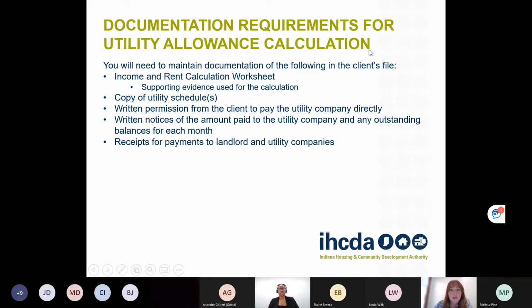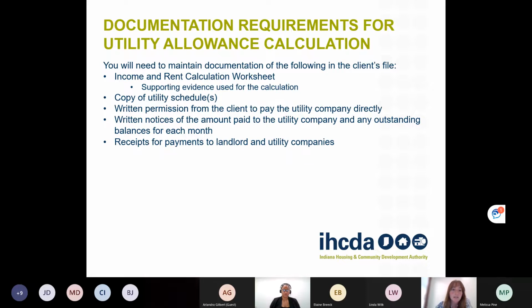The documentation requirements for utility allowances. So these are all of the things that would need to be maintained in the client's file. You would need the income and rent calculation worksheet, as well as any supporting evidence that is used to generate those calculations. You would need a copy of the utility schedule. And then if you are paying the utility company directly, you would need written permission from the client to pay the utility company.